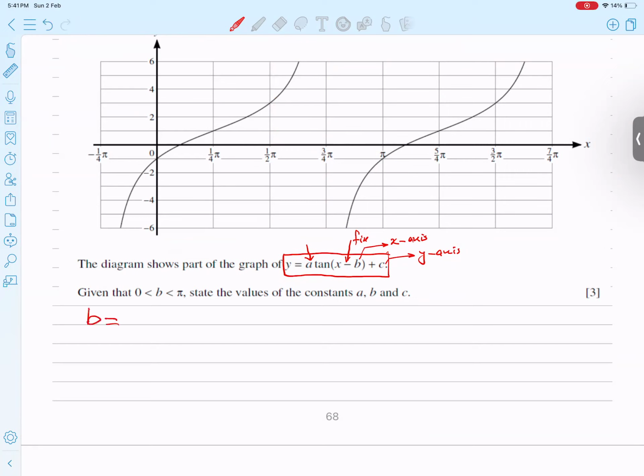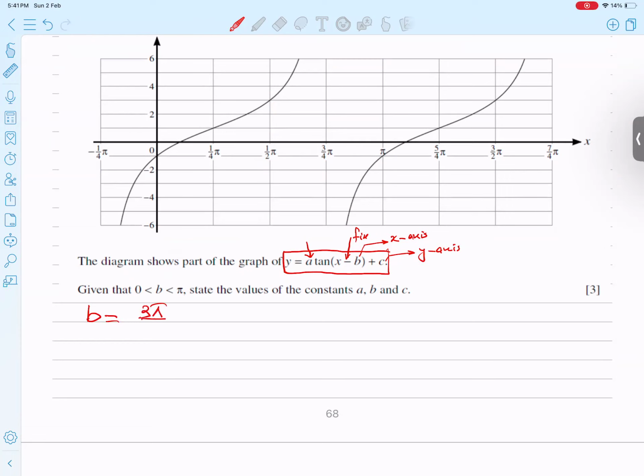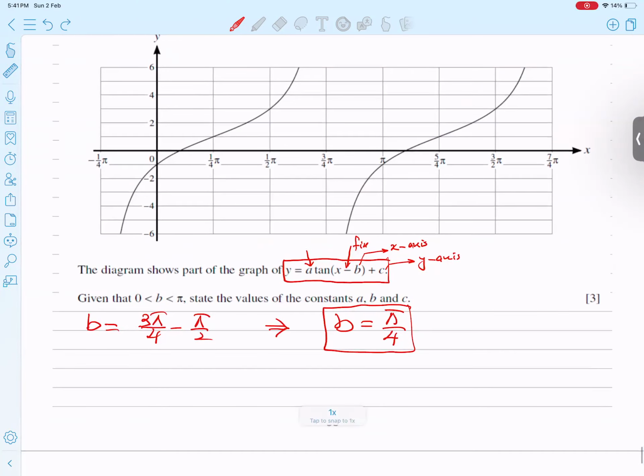So from this number, subtract. The shift is 3 pi by 4 minus pi by 2. If I check in the calculator, or take the LCM, pi by 4 is my answer. Exactly, so this is my answer, and I will plug it back into this formula. Now, how can we do the rest? We have many important points available. For example, I just show you the most important point.